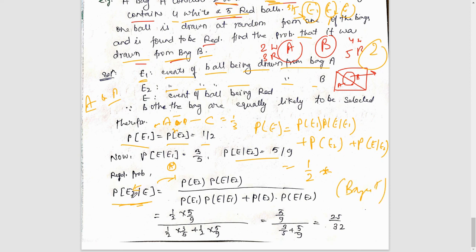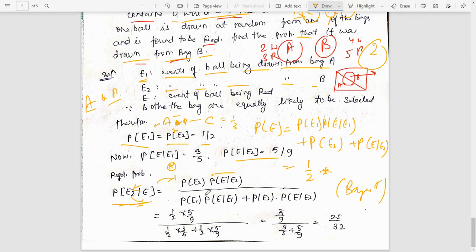Just reverse this particular thing, put E2 in the beginning, and just divide it by the overall summation, the total probability. So this is the total probability, the same formula of total probability, that we are calculating here. So 1 by 2 into 3 by 5 plus 1 by 2 into 5 by 9. Okay, and when you calculate this, you will get your answer. So this is how you solve questions using the Bayes theorem.